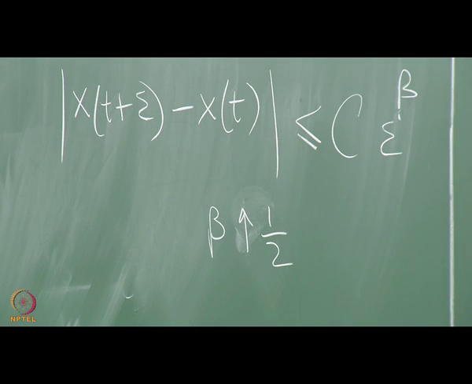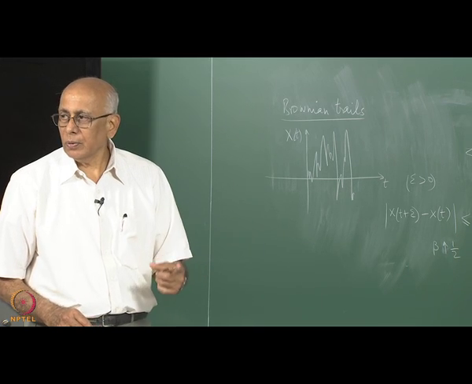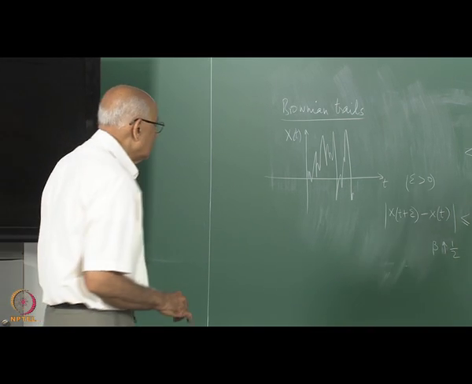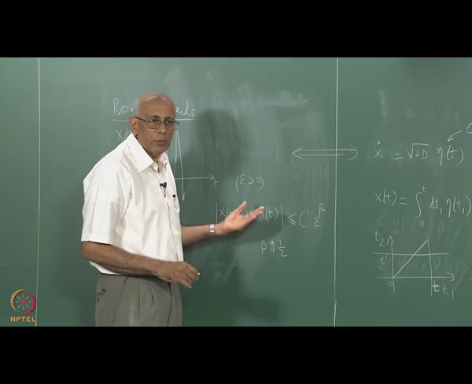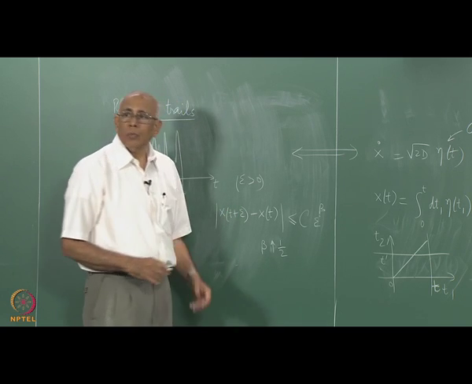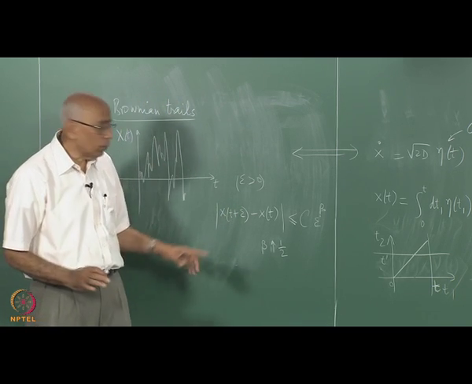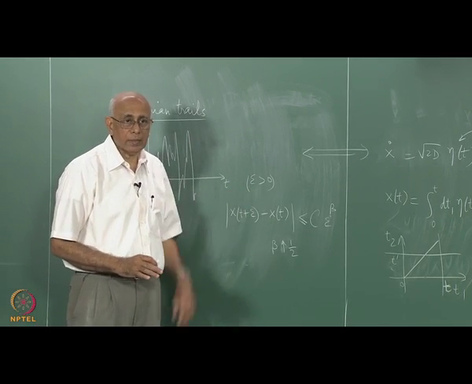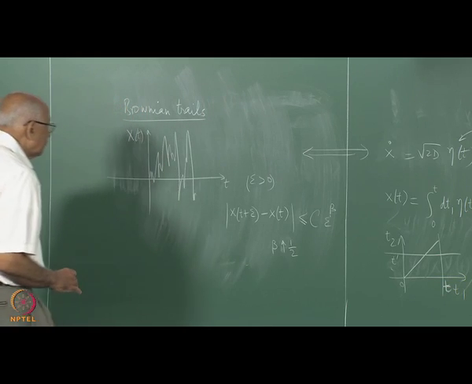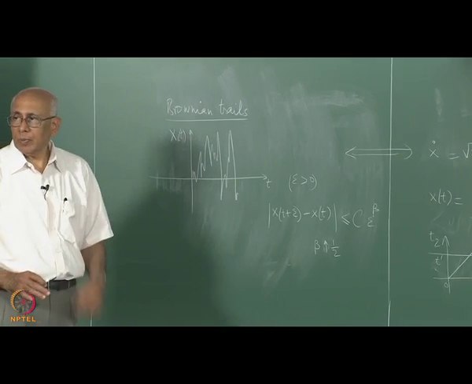There is a set of points where beta is exactly a half, but that is a set of measure 0. On the other hand, beta can become arbitrarily close to half from below. So it is almost certainly not differentiable, because you need beta equal to 1 for differentiability, and this is less than that. So that is the first property.